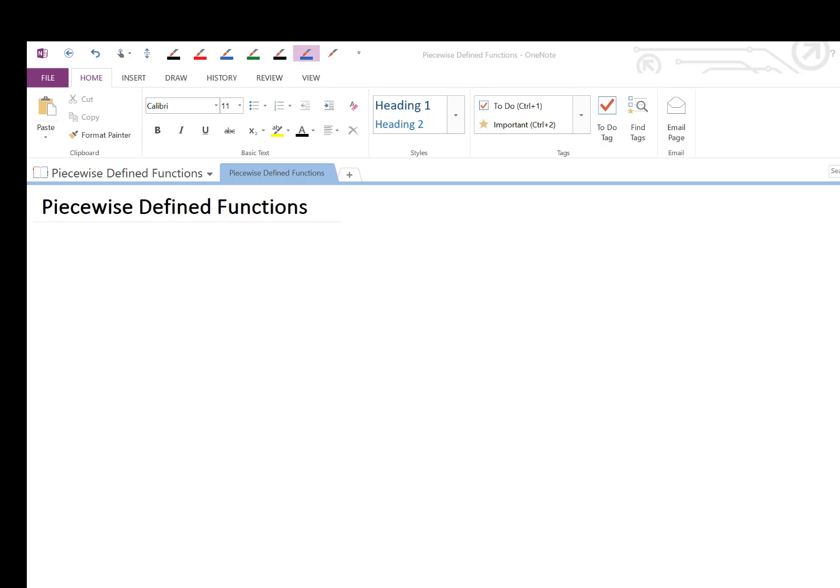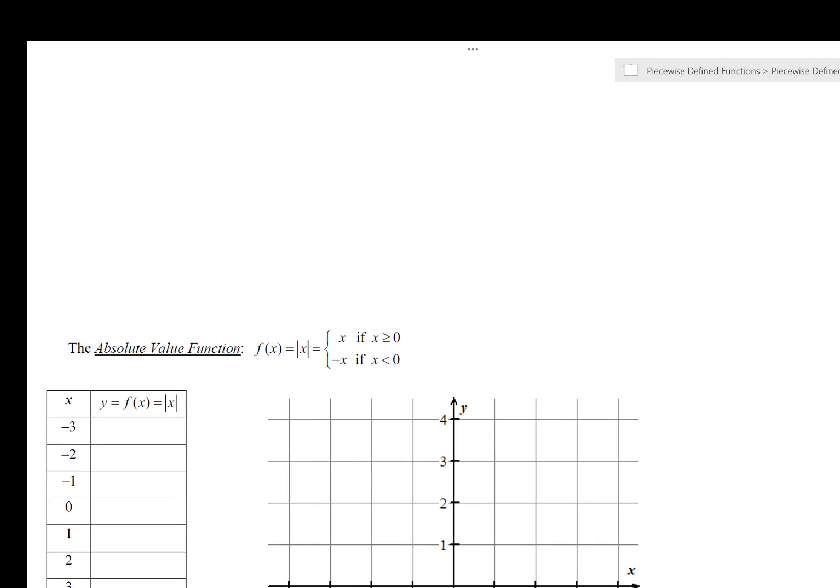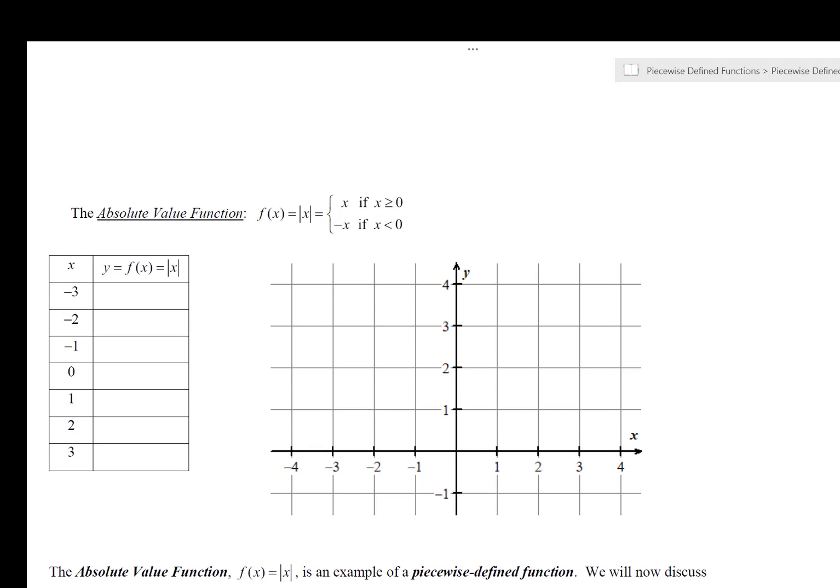Let's get to it. To begin with, we are going to review one of the most elementary piecewise defined functions, even if you didn't know it was piecewise, and that is the absolute value function.